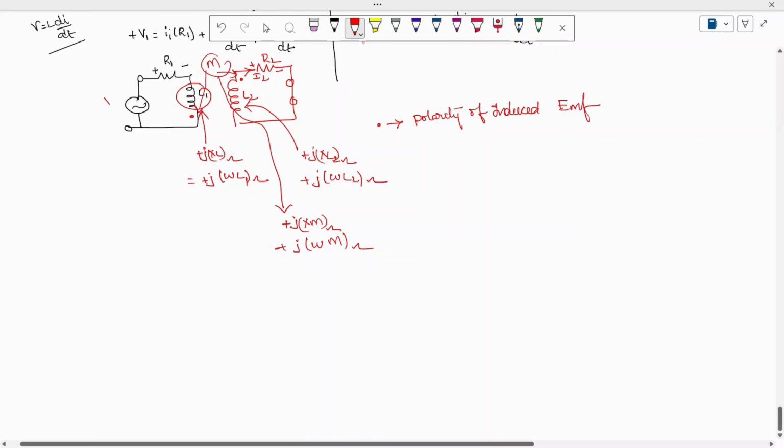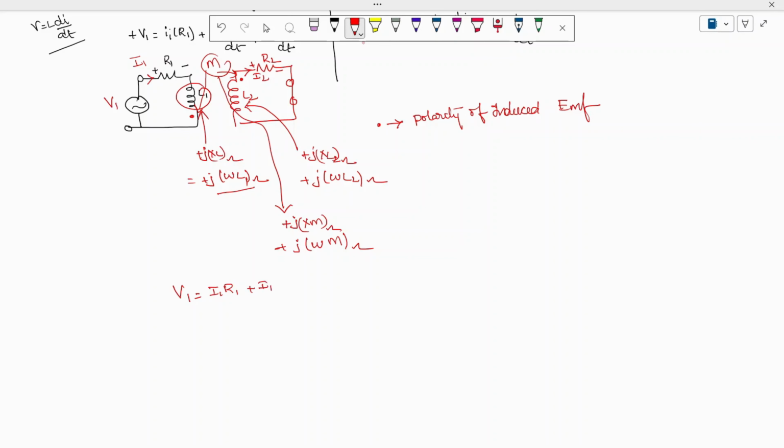So the voltage source applied here is V1. V1 is the voltage source. What is the drop? A current I1 is flowing, so I can write this as I1 R1. This is also like a resistor. I'm going to write I1 into plus j omega L1 ohms plus, you see here the current is leaving and here the current is also leaving, therefore you are going to get plus I1 into plus j omega M ohms, the mutual impedance.